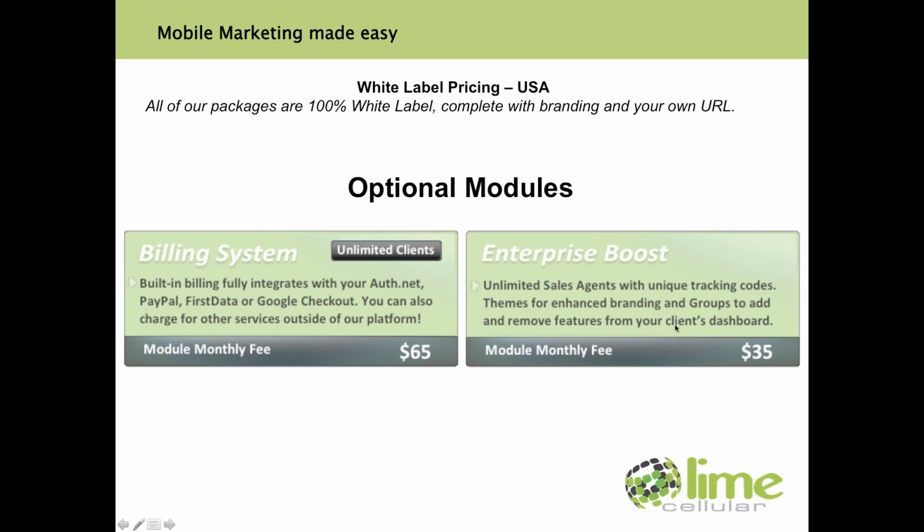Enterprise Boost, $35 a month, gives you the ability to do several different things. One is it gives you unlimited sales agents, each with their unique tracking codes and logins, so you can see who's bringing what customers. Themes for enhanced branding. This is where you can change the colors and the fonts and all that stuff. And then groups is where you have the ability to add and remove features that are available to your clients on their dashboard.